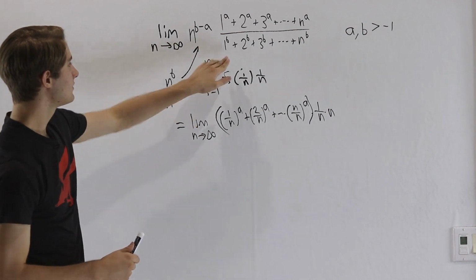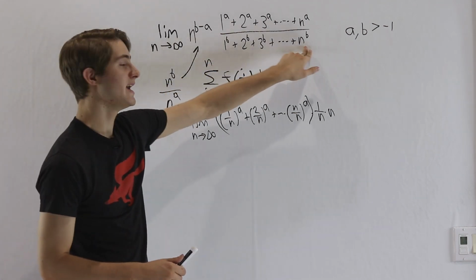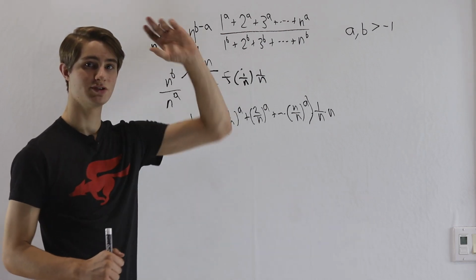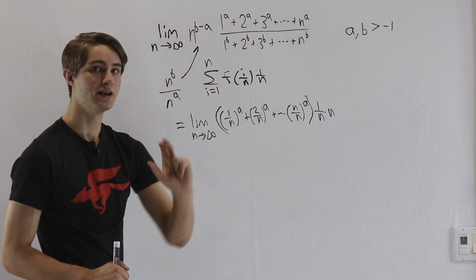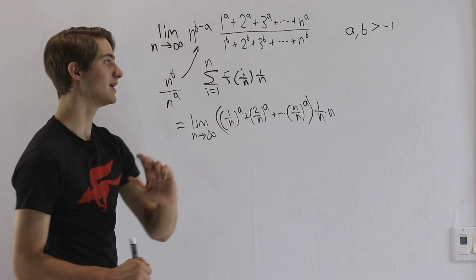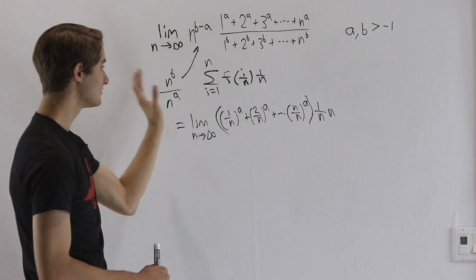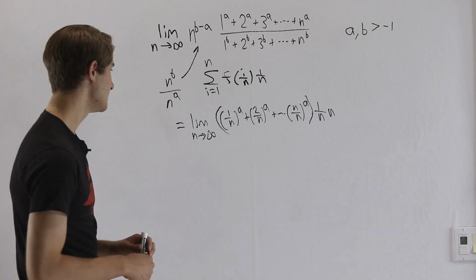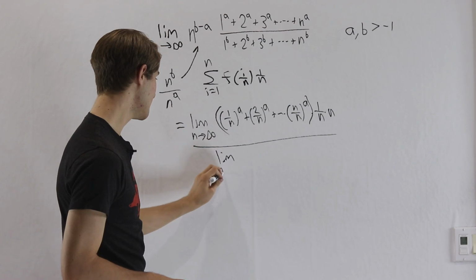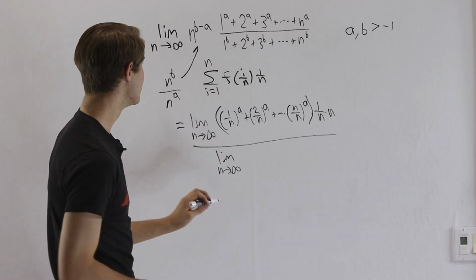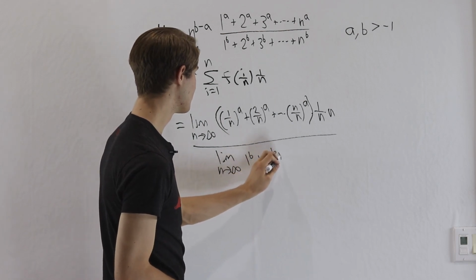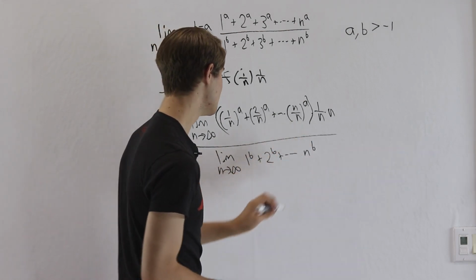Now, this time we have 1, 2, 3 up to n, but it's in the denominator. But remember, if we take the limit of something divided by something else, that's the same as taking the limit of the top and then dividing by the limit of the bottom. So in fact, we can split this up into two limits right here. If we divide by the limit as n approaches infinity of 1 to the b plus 2 to the b plus up to n to the b.